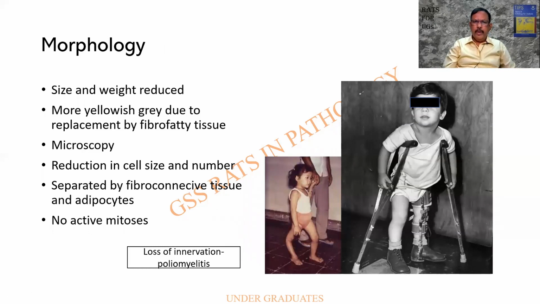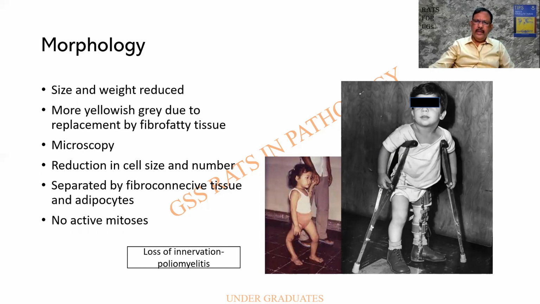Morphology. This morphology is not pertaining to the pictures, but to any organ of atrophy. You find that the size and the weight is reduced. It becomes more yellowish gray due to the replacement of the parenchyma by fibrofatty tissue. Microscopically, you will be finding a reduction in the number of cells, reduction in the size of cells, and they will be separated by fibroconnective tissue. No active mitosis. So this is a summary which I would like you people to write if a question is asked.